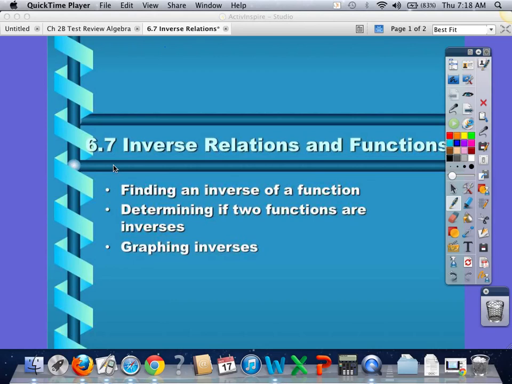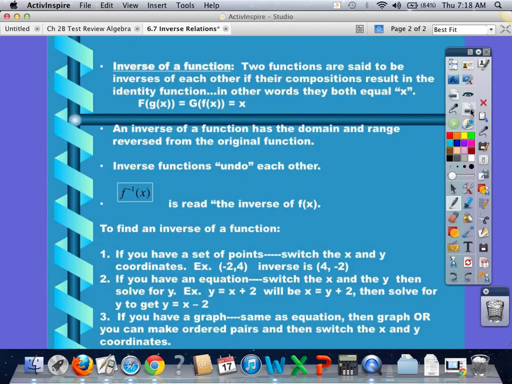Today we're going to talk about inverses, inverse relations and functions. This is 6.7. Finding an inverse of a function is what we're going to do in this section, and determining if two functions are inverses and graphing the inverses. All right, so an inverse of a function.